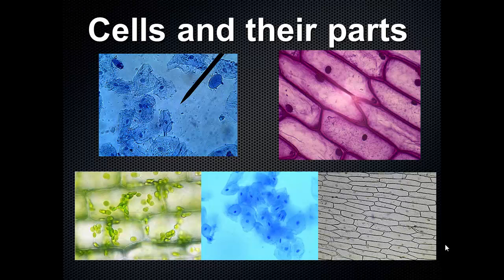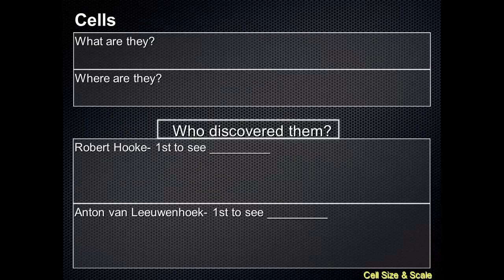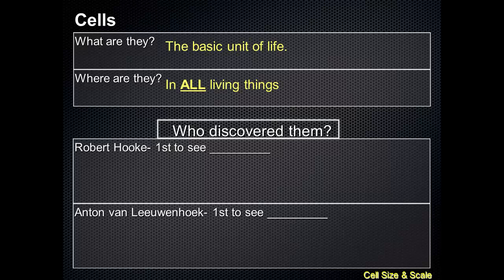And so what is a cell? We could talk about it in a few different ways. But one of the things that we say is that a cell is the basic unit of life, and that all living things are made of cells. They're found in all living things. So the basic unit of life makes up everything that's alive.